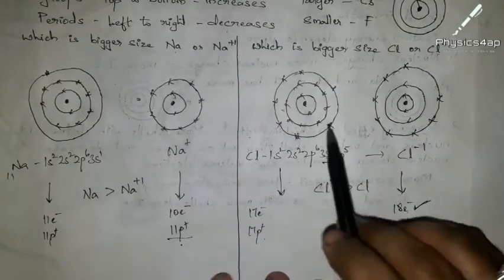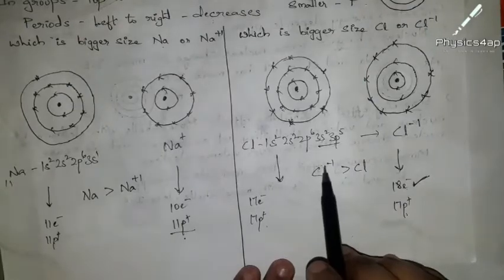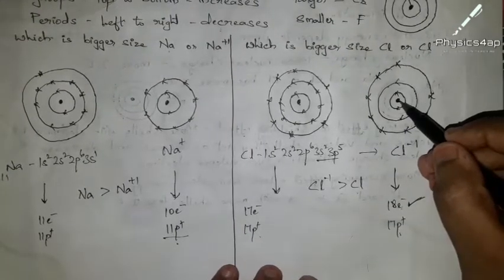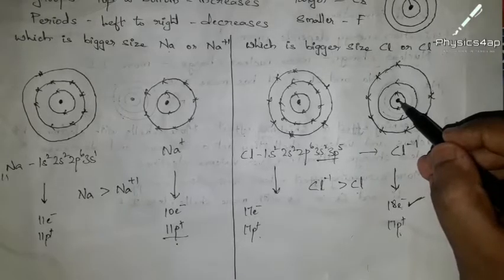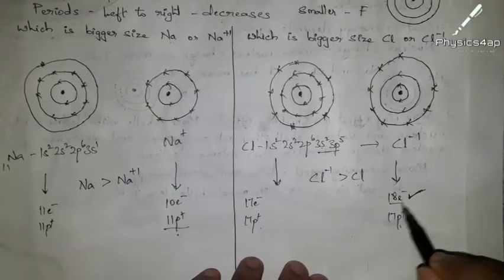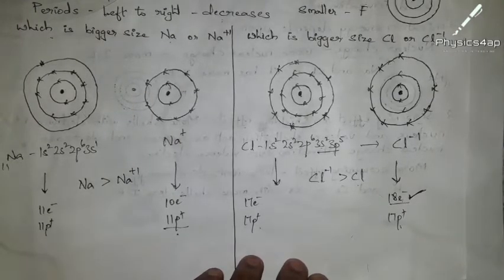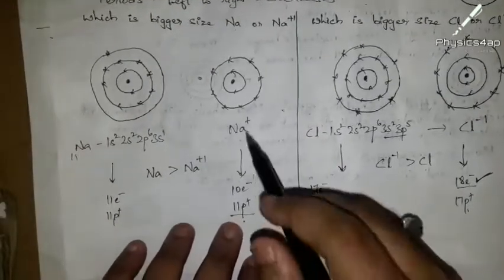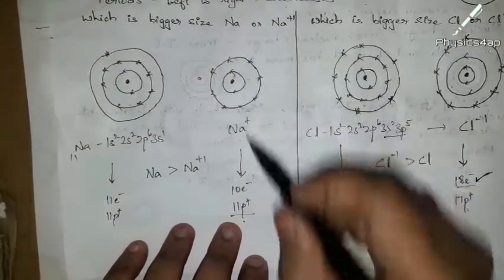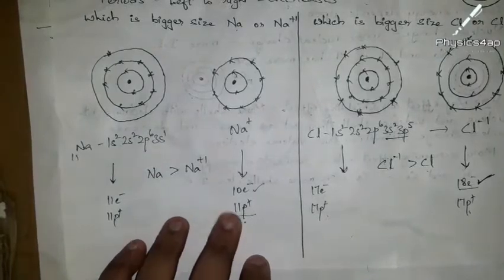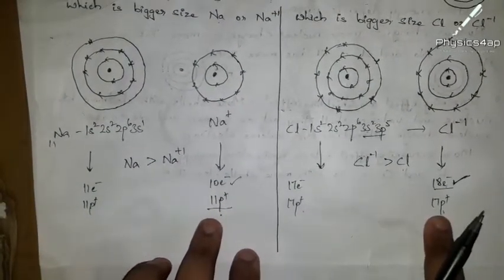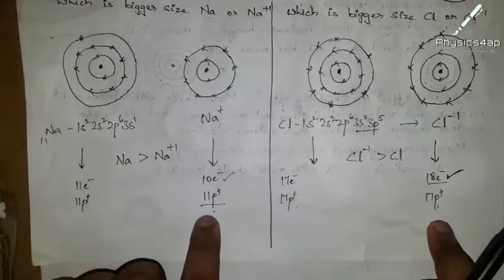Why? Because the nuclear attraction gets decreased. Why? Because there are more electrons, 18 electrons. And here the nuclear attraction increases. Why? Because the electrons have decreased and the protons are more. The protons, which are present in the nucleus at the center, play the main role in maintaining the size of the structure.